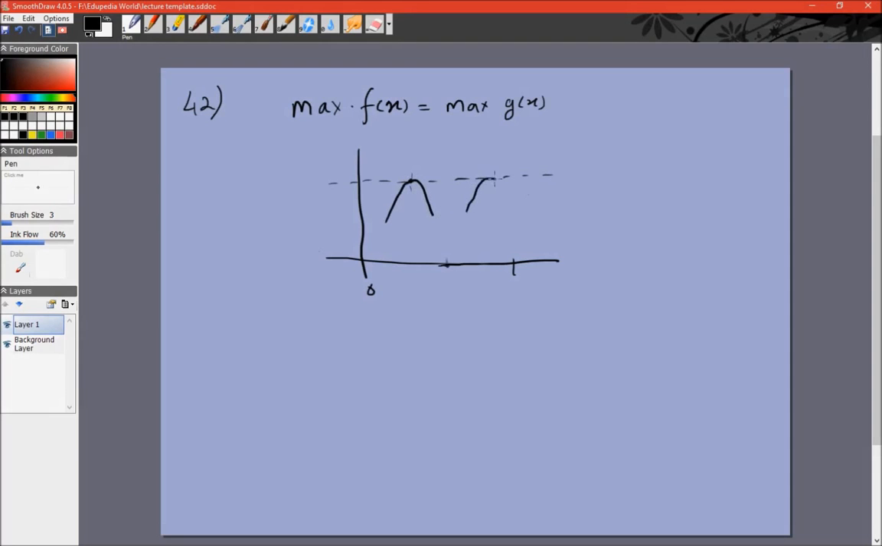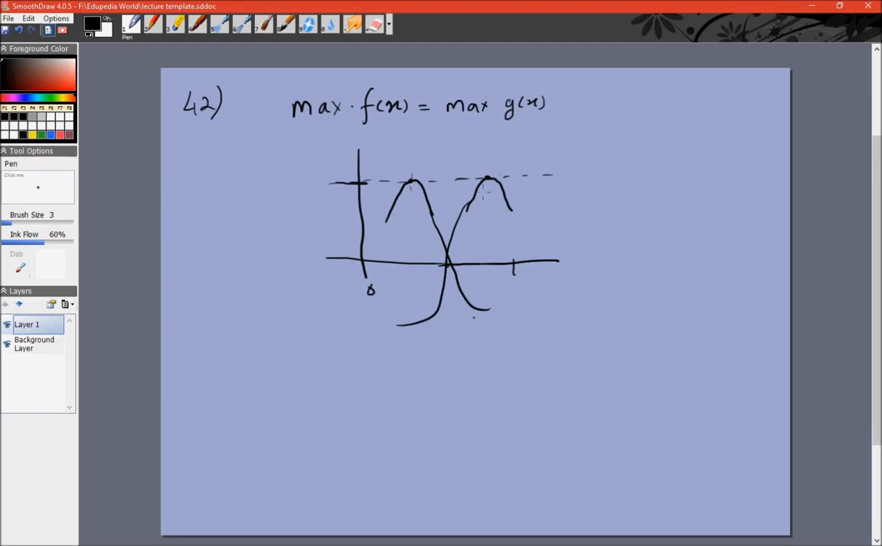Gx might have the same maximum value within 0 and 1, but it could be at a different point, right? Because if we look at the condition, between 0 and 1, the maximum value of fx is the same as the maximum value of gx, which is true in this case, right? But even in this case, you have to have something like this, right? It doesn't need to meet at 0 here, but they have to meet at some point.